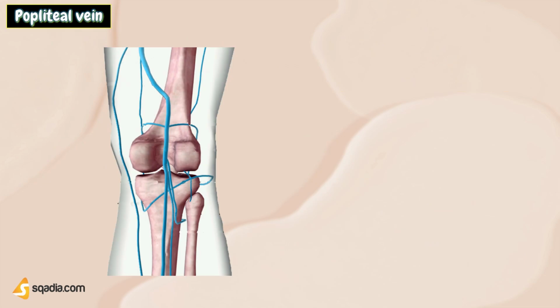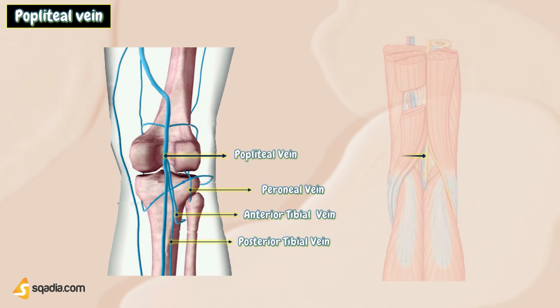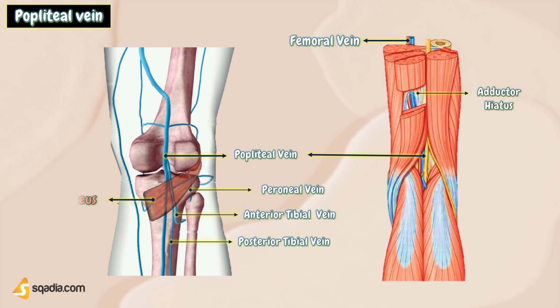The popliteal vein is a component of the deep venous system of the lower limb. It forms from the peroneal, anterior tibial, and posterior tibial veins, and ascends through the popliteal fossa to the adductor hiatus, alongside the popliteal artery, where it becomes the femoral vein. It is predominantly located within the popliteal fossa.